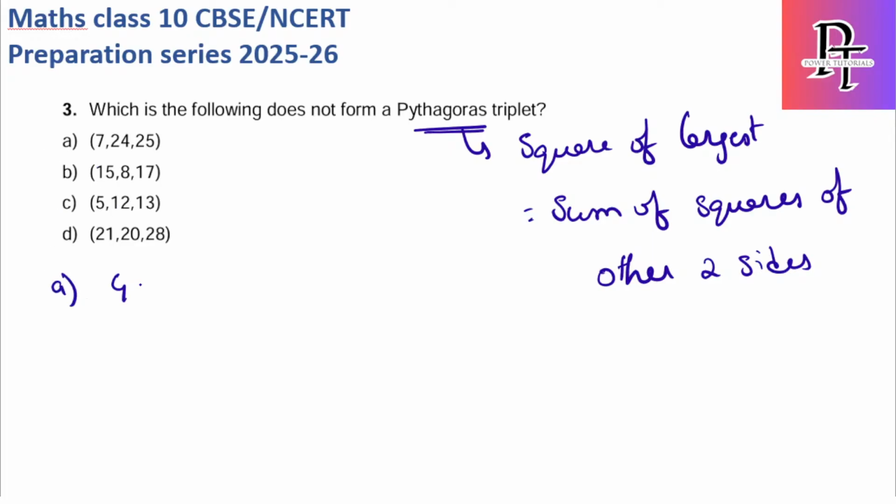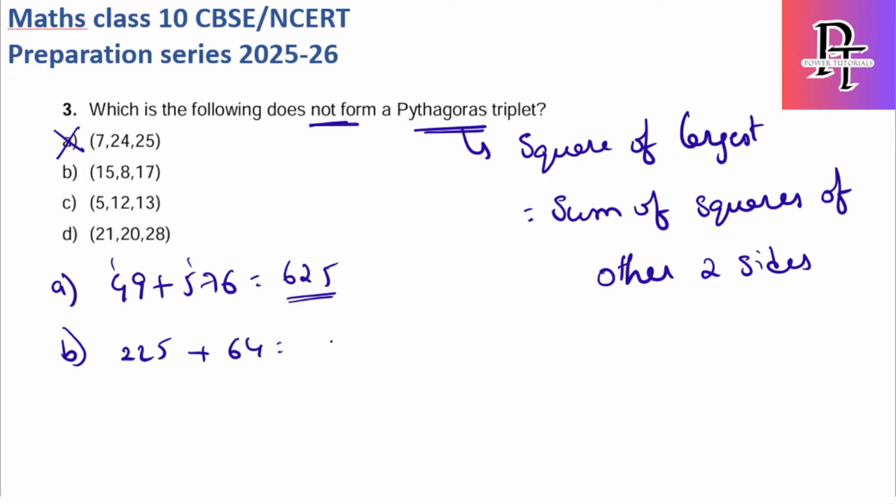Okay, let's check the first one. 7 square is 49 and 24 square is 576. So when I add, 5 plus 6 is 11, 5 plus 7 is 12, I get 625. Root of 625 is nothing but 25. So this is a valid Pythagoras triplet. So this is not correct, because they are asking which does not form one. Next, 8 and 15 and 17. 15 square is 225. 8 square is 64. So these two I will add, I will get 289, which is nothing but 17 square. So this is also not correct.